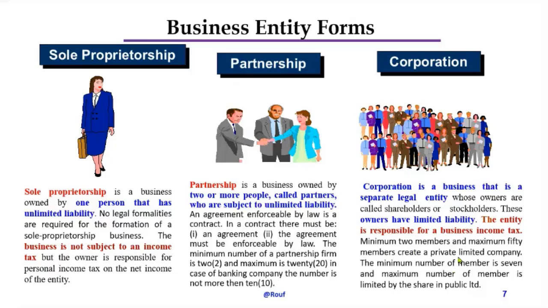And minimum number of members is 7 and maximum number of members is limited by the share in public limited company. In government company, government share is 51% and another share is 49%. These are the three forms of business entity.